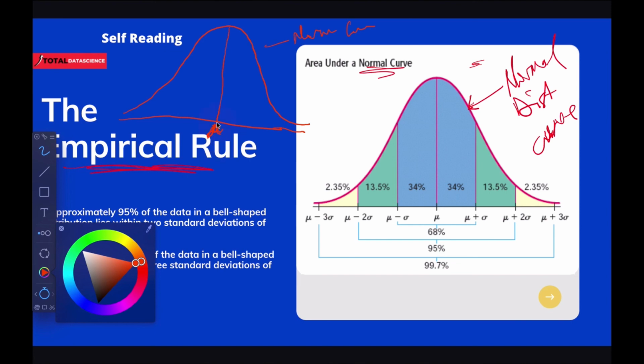If you consider the mean, exactly 50% of your data points lie at either side of the mean. Now, if you move, say, one standard deviation, either right or left, let's move to the right.